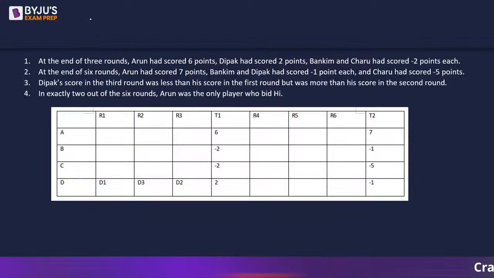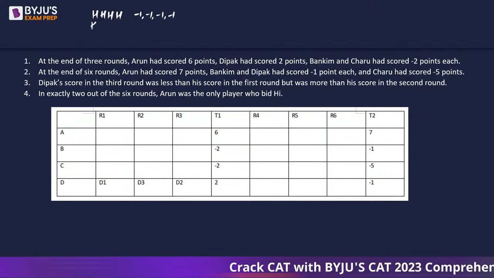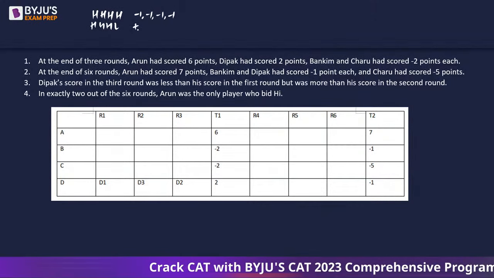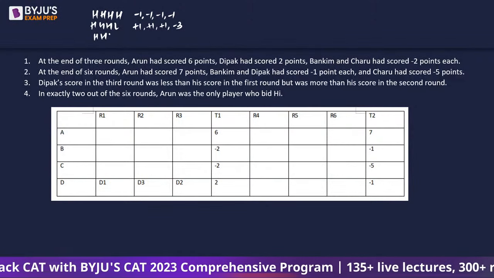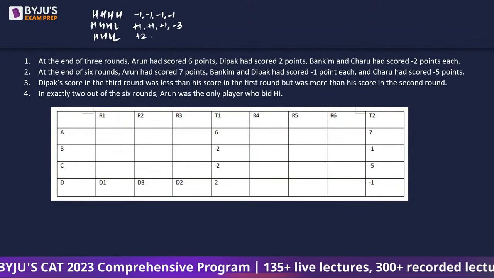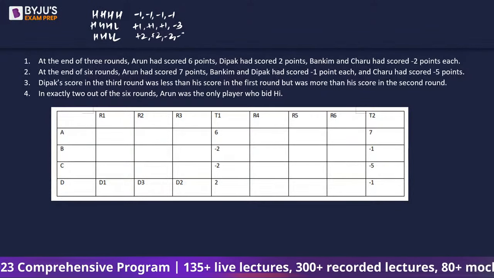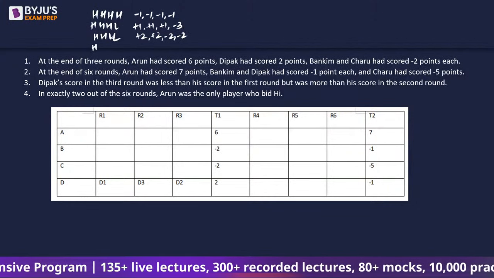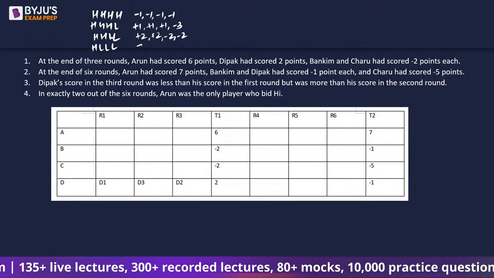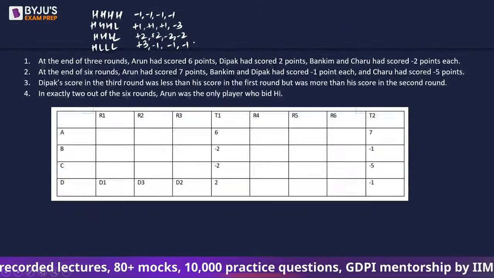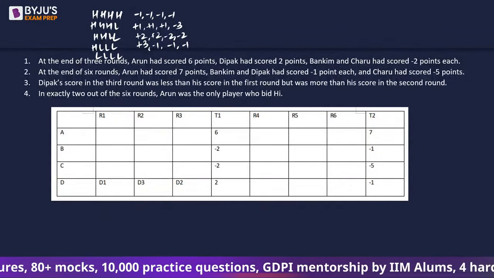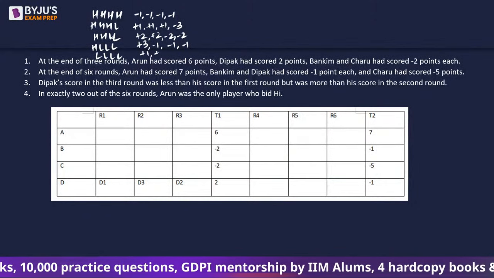So in order to remember, I'll write it here. 4 highs would mean -1, -1, -1, -1. 3 highs and a low would mean +1, +1, +1 and then a -3. 2 highs and 2 low would mean 2 + 2 while 2 - 2. A single high and 3 low would mean +3 and 3 -1s, I believe, right? And all 4 lows would mean 4 + 1s.